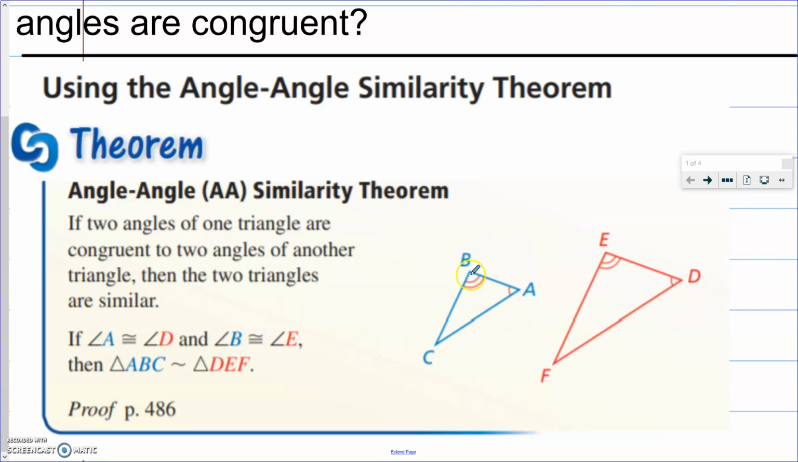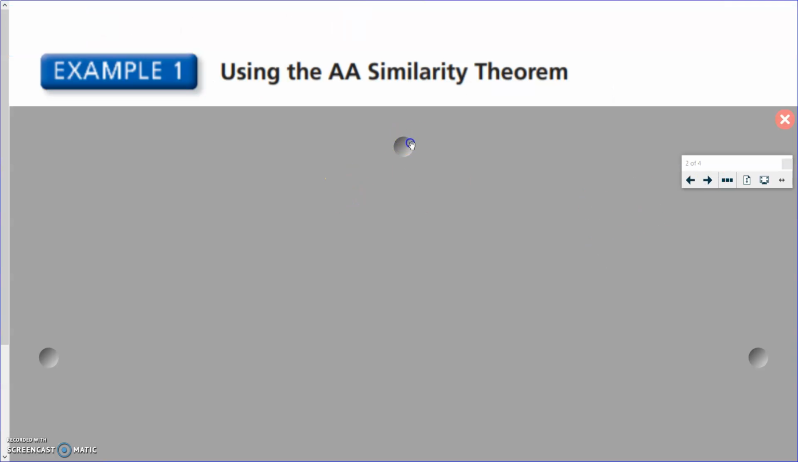They're not necessarily congruent, exactly the same. They have the same shape, maybe not the same size. So how can we use that? Let's look at some examples.